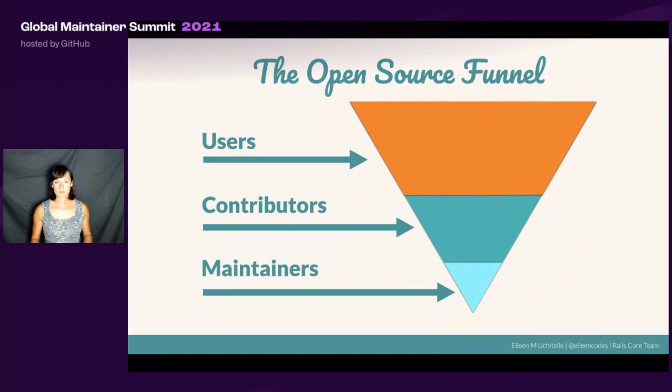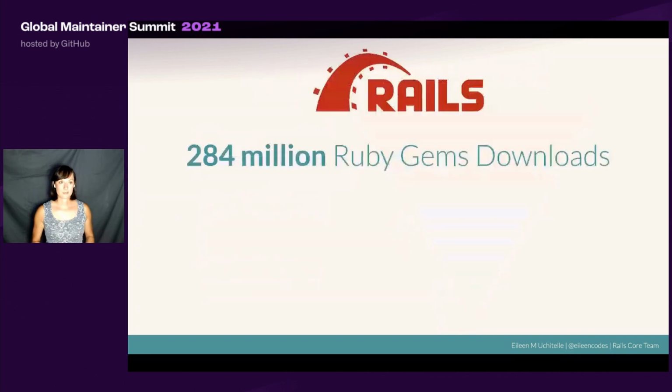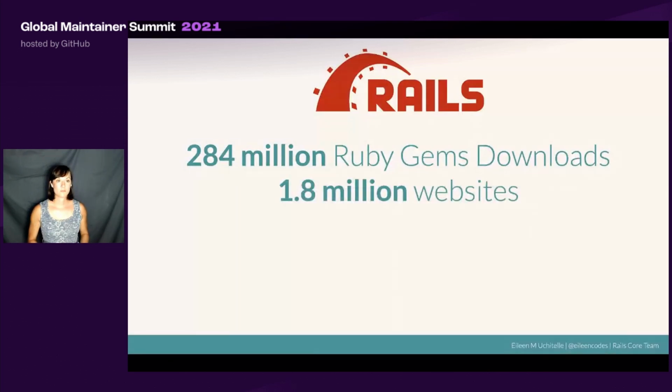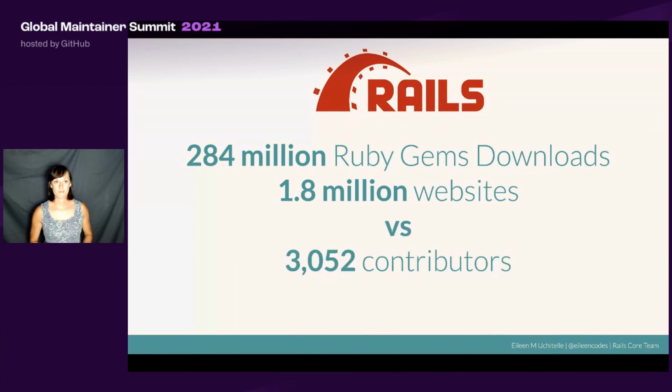We can see this clearly with Rails' success. As it gained popularity and was adopted by companies around the world, the user base increased, and now they drastically outnumber the contributors and maintainers on the project. To give you a sense of the user to maintainer ratio on Rails, let's look at some stats. According to RubyGems, Rails has been downloaded 284 million times and is used by 1.8 million websites, according to BuiltWith Trends. In contrast, only a little over 3,000 people have ever contributed to Rails, and we have 11 core maintainers.